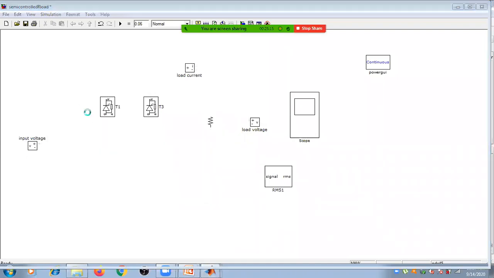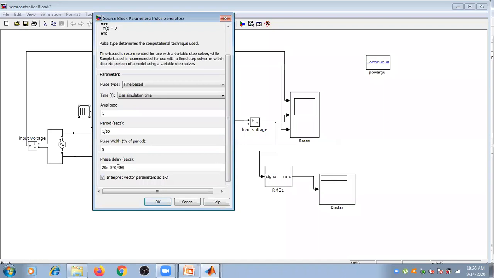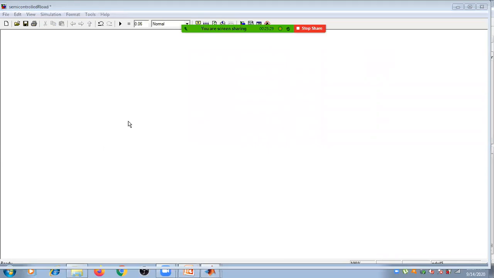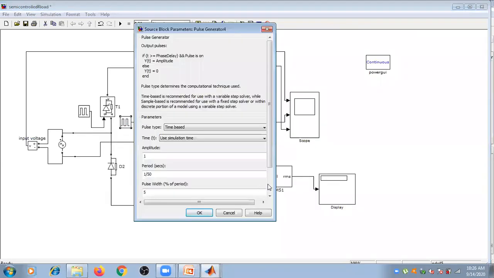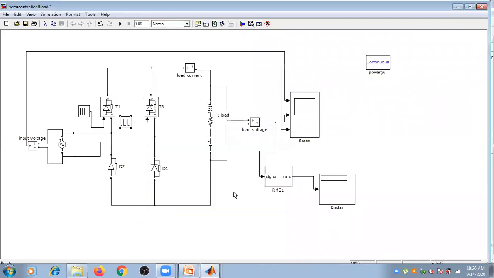And here this is the pulse generator. We can control the alpha angle from this block. So initially we'll check for 30 degrees of alpha angle. Okay, so at 30 degrees of alpha, how will the output waveforms look?